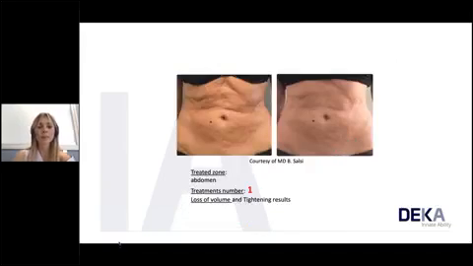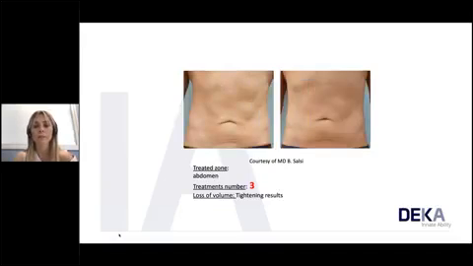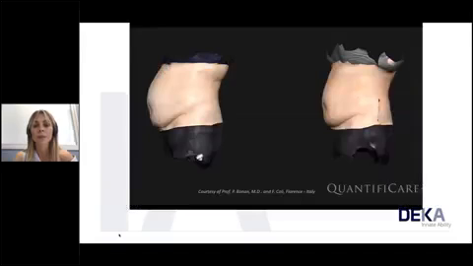Also in this case, we had a loss of volume and tightening result after 1 treatment session. And even here, you can see the reduction in wrinkles in the upper part of the belly button. Again, the improvement in tightening.